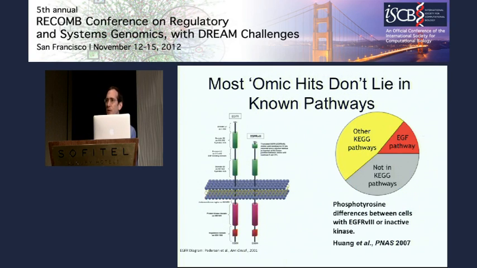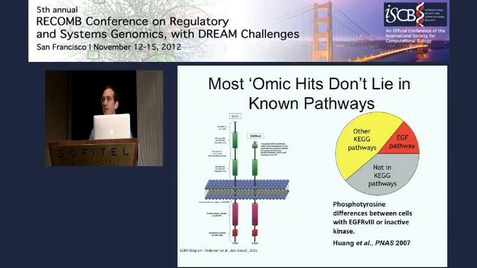So the first challenge that people encountered when they tried to make sense of high-throughput data, these transcriptomic, proteomic, all these omic technologies, is that when you think you know what's going on in a biological system and you do a systematic measurement of what changes in response to that perturbation, say you hit the mating pheromone pathway in yeast, or in this case, you perturb the EGF signaling pathway in mammalian cells, typically what you find is that 90% of the data don't fall in the expected pathway. And a good chunk of the data don't fall in any annotated pathway.